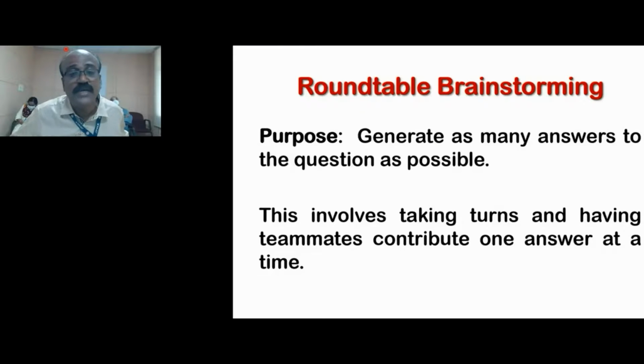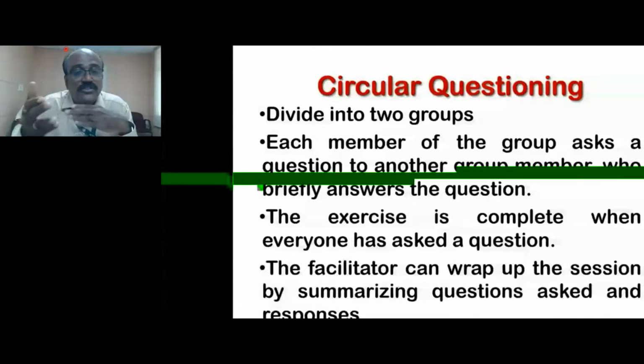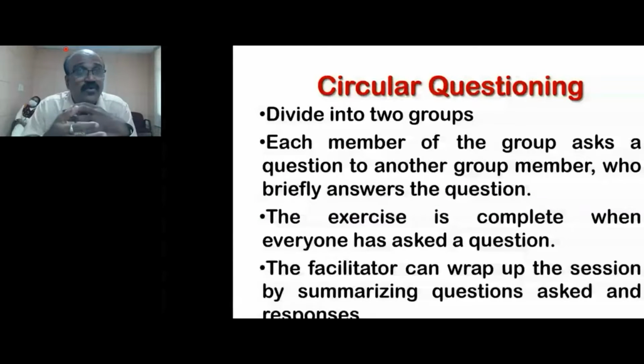And circular question is one more thing that we tried. It is divided into two groups. Each member of the group asks one question to the other group, and then they briefly get an answer. The same answer should not be repeated by the other person, so this compels them to give a new answer for the same question. And like that, the cycle repeats: second question, third question, and so on.